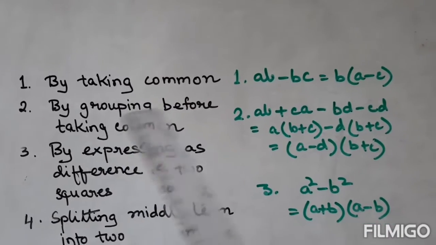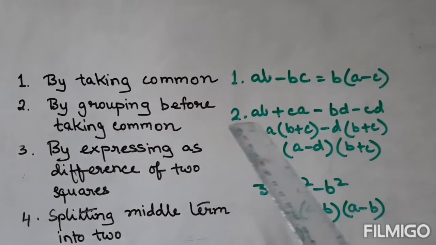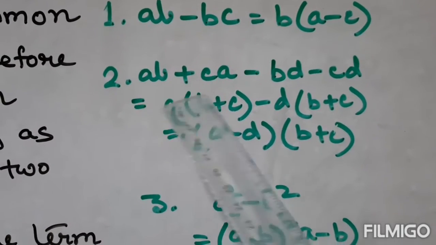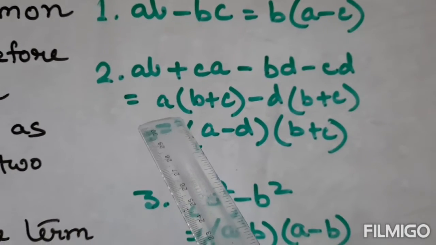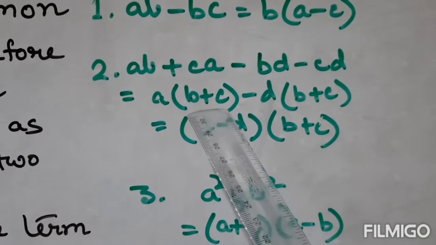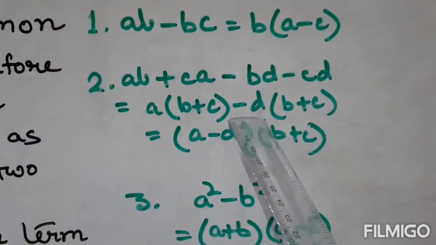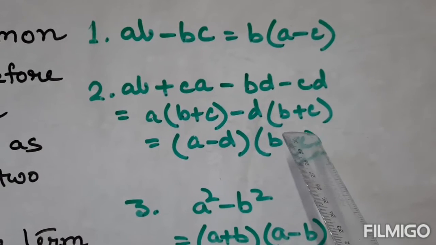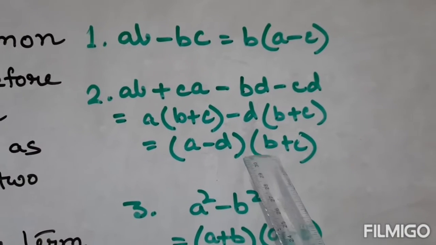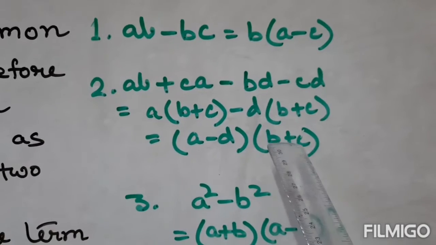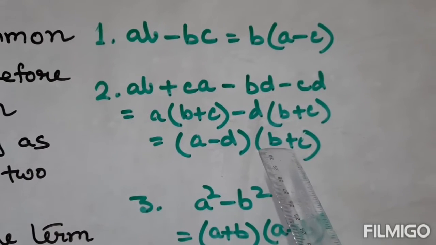Again, we can group before we take common. From the first two terms, AB plus AC, we take A common. We get B plus C. From the next two, we take D common. We get B plus C. B plus C is common and so we get A minus D. It is expressed in the product of two factors.